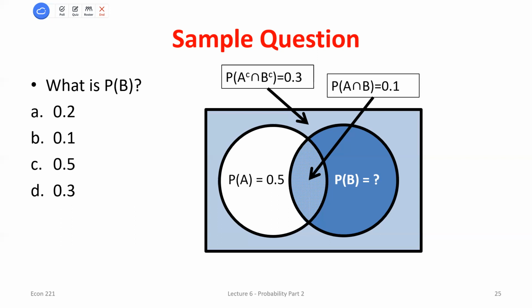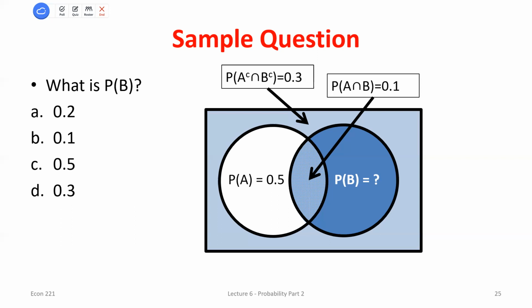We're then going to add in this fourth component, which is the intersection of, well, all this space here is everything that's not in A and not in B. It's everything outside those circles. So it's the intersection of A complement and B complement. From here, it's a matter of plugging things in and a little bit of algebra. The probability of A is 0.5. We're looking for the probability of B. The intersection is 0.1, and the intersection of the complements is 0.3.